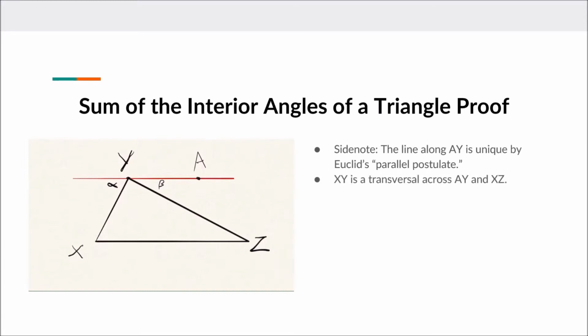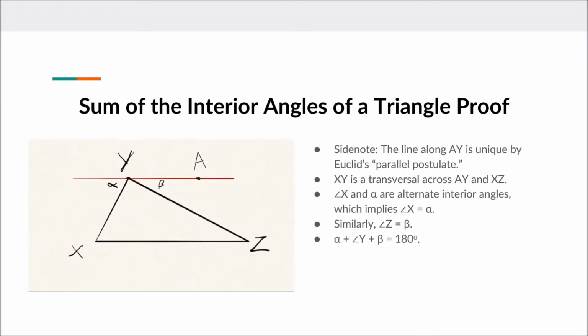Now to start off this proof, we're going to say that XY is a transversal across AY and XZ. Using this fact, we can say that angle X and alpha are alternate interior angles, which implies that angle X is equal to alpha. And similarly, we can say that angle Z is equal to beta. Now if you look at the top of the triangle, you can see that alpha, angle Y, and beta lie on a straight line. So this means that their sum is 180 degrees.